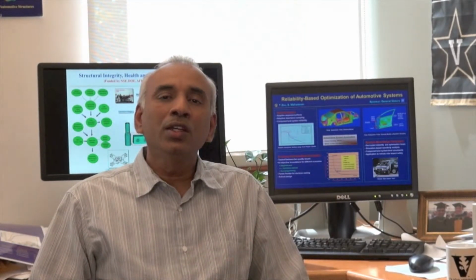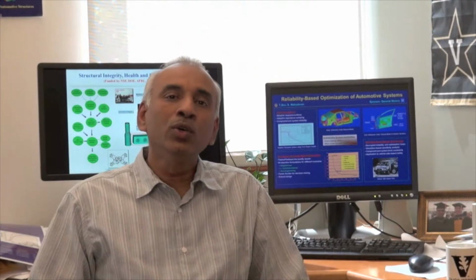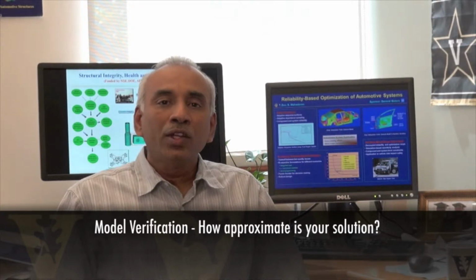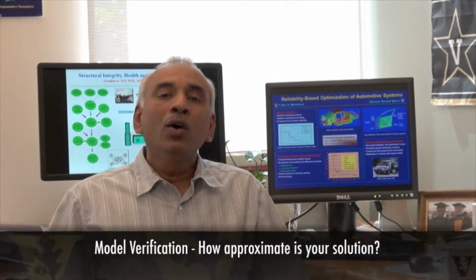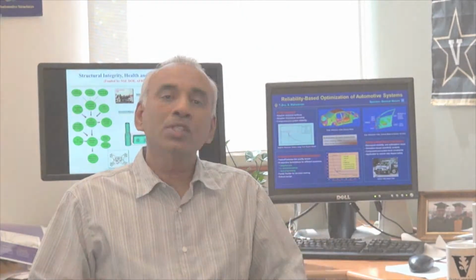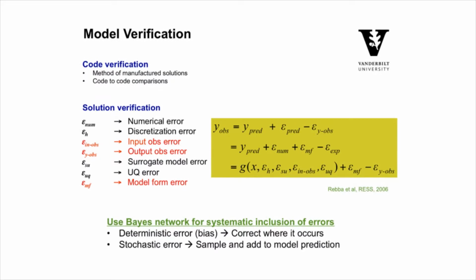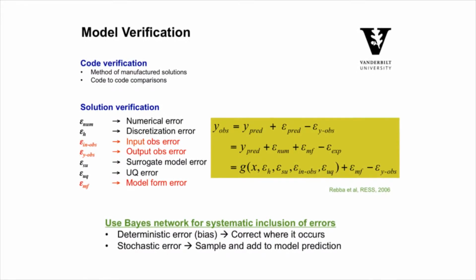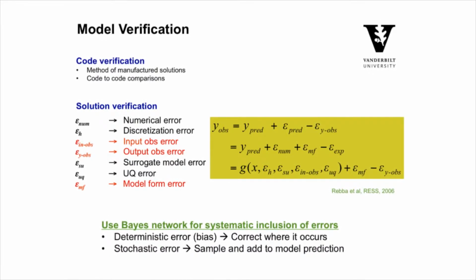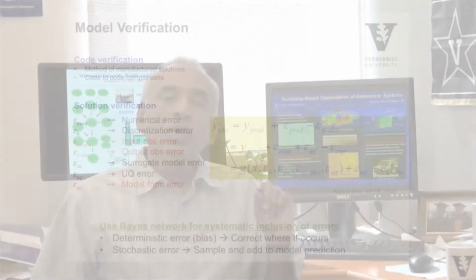So we typically address these uncertainties through various activities. We do what's called model verification and model validation. Verification has to do with how well you are solving a given set of equations, meaning how approximate is your solution. So we look at discretization errors and convergence studies to figure out how good your solution is compared to some benchmark solution or exact solution, if you know it.